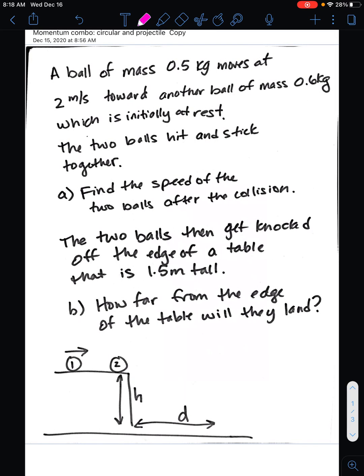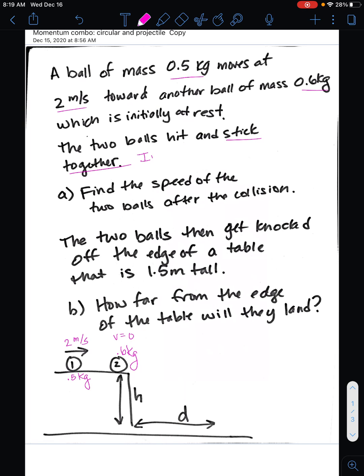All right, let's go through this problem. A ball of mass 0.5 kilograms moves at 2 meters per second. I like to label it right on the picture. Toward another ball of mass 0.6 kilograms, which is initially at rest. The two balls hit and stick together.